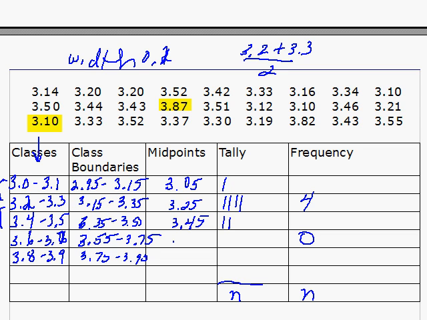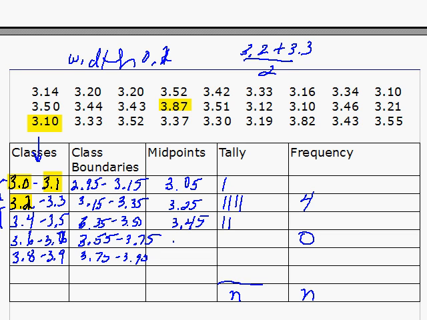Remember that the lowest number for this class is not the same as the upper number for the previous class. That difference is taken care of in the boundaries. The midpoints: lowest number plus highest number divided by 2, or you can just eyeball it.